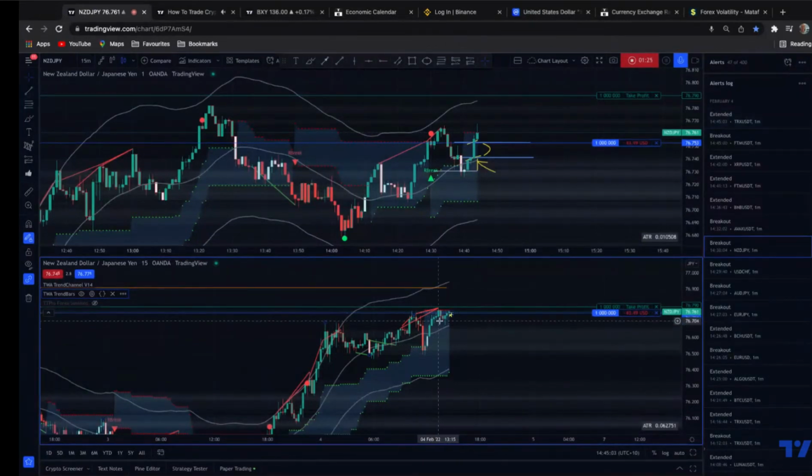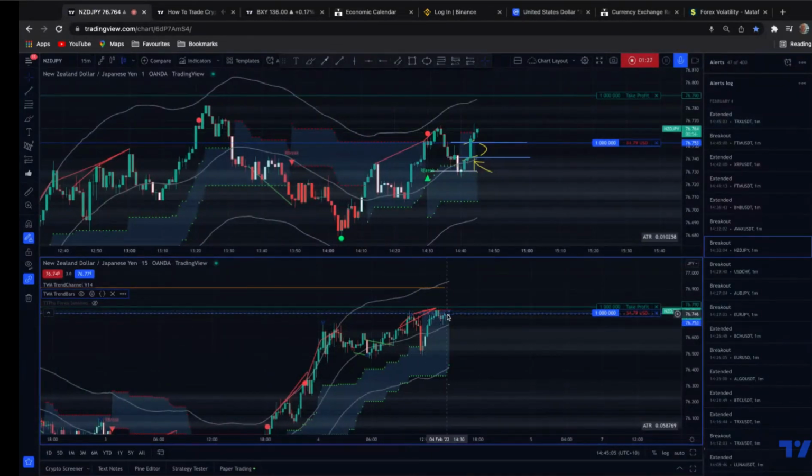It looks like a liquidity run to me, and then a strong move continued to the upside. So I saw that and I thought, well, the bulls are definitely in this. That looks like a stop run, and we should see this continue. So that was my thinking.